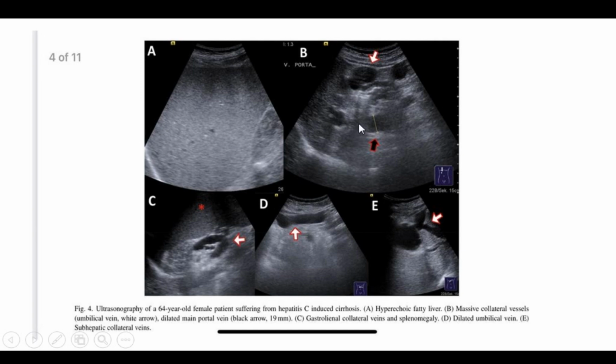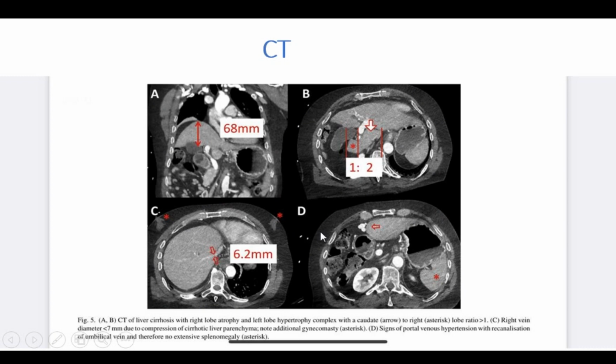There's massive collateral formation and dilatation of the portal vein. Also, this shows the gastrosplenic collateral formations and umbilical artery recanalization. The other one is this subhepatic. They should put Doppler here to make these appear as vessels. Anyway, it was like that.